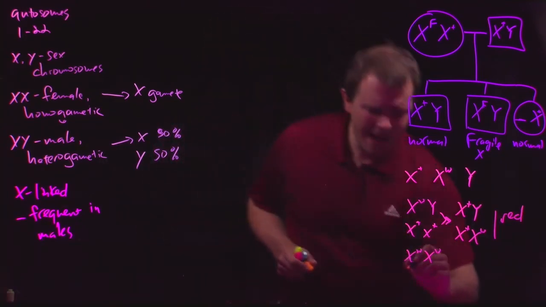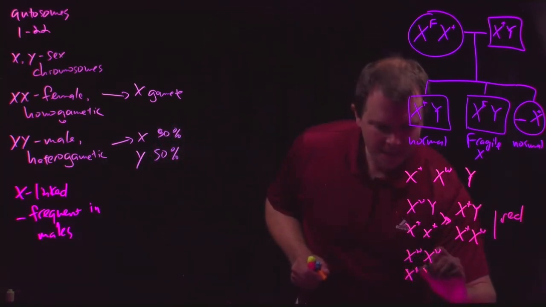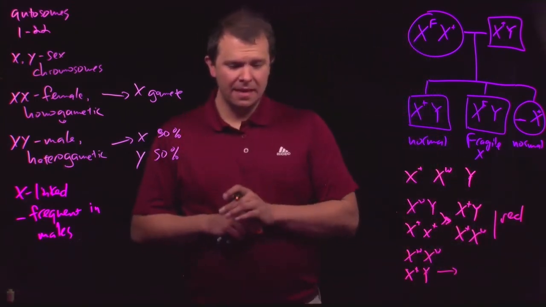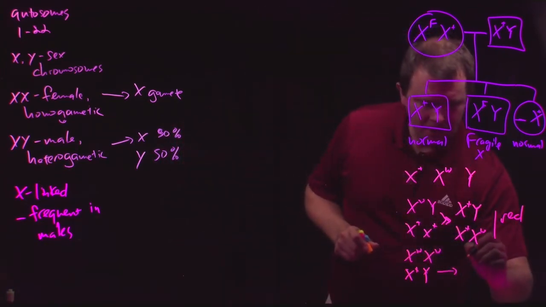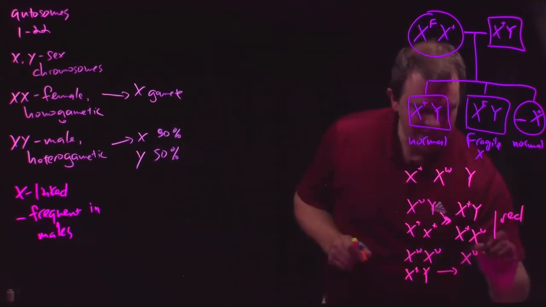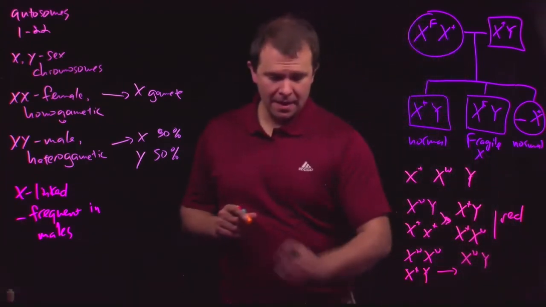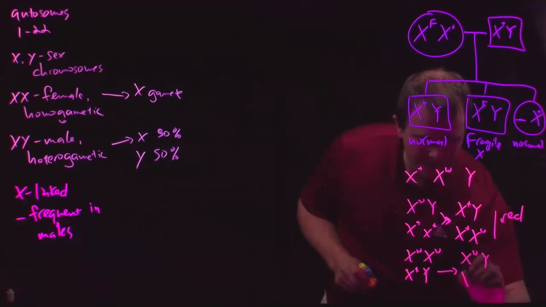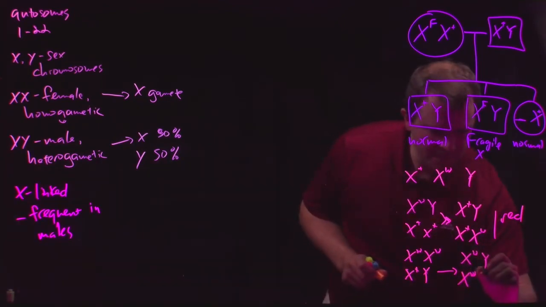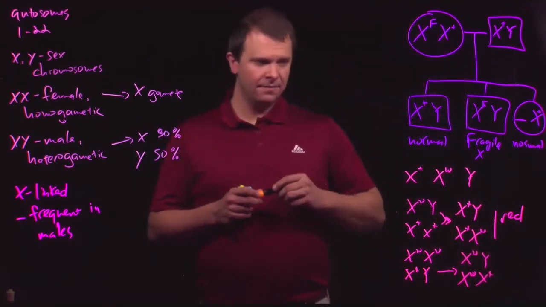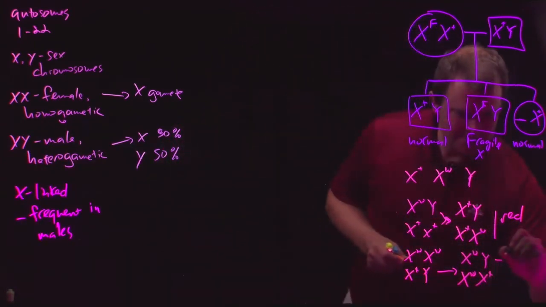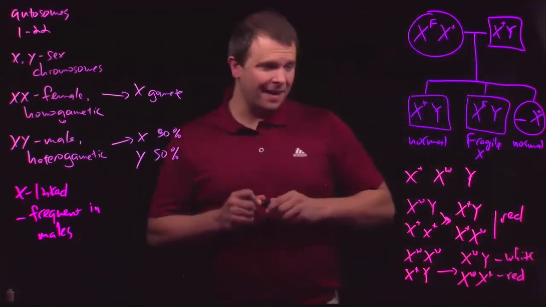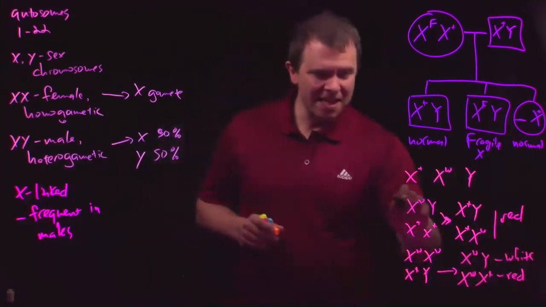However, if you take a white-eyed female who is XW, XW, and you cross that white-eyed female with a red-eyed male who must be X plus Y, then all of your males are going to be white-eyed because they're XWY, and all of your females are going to be red-eyed, right, because they are XW from the female and X plus from the male, right? So the males are going to be white-eyed, the females are going to be red-eyed.